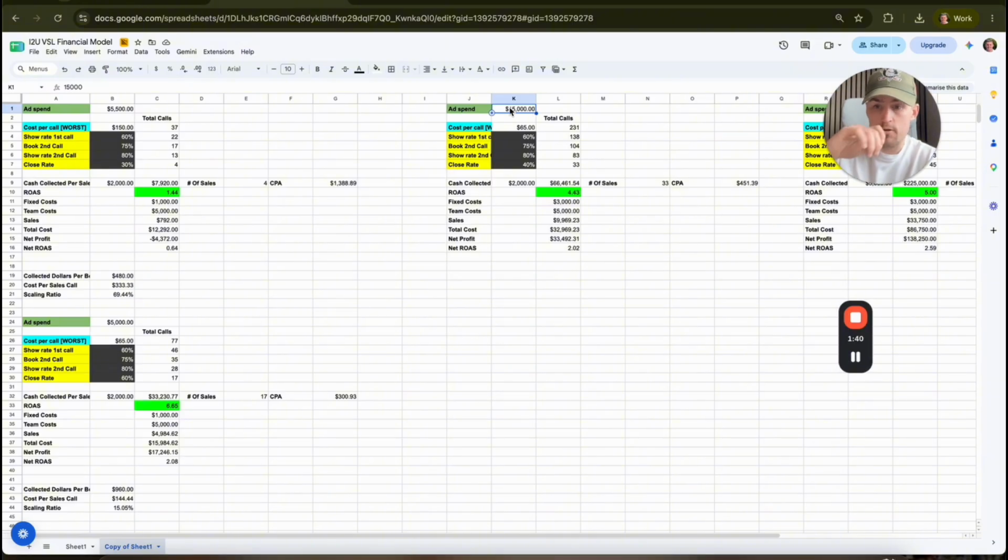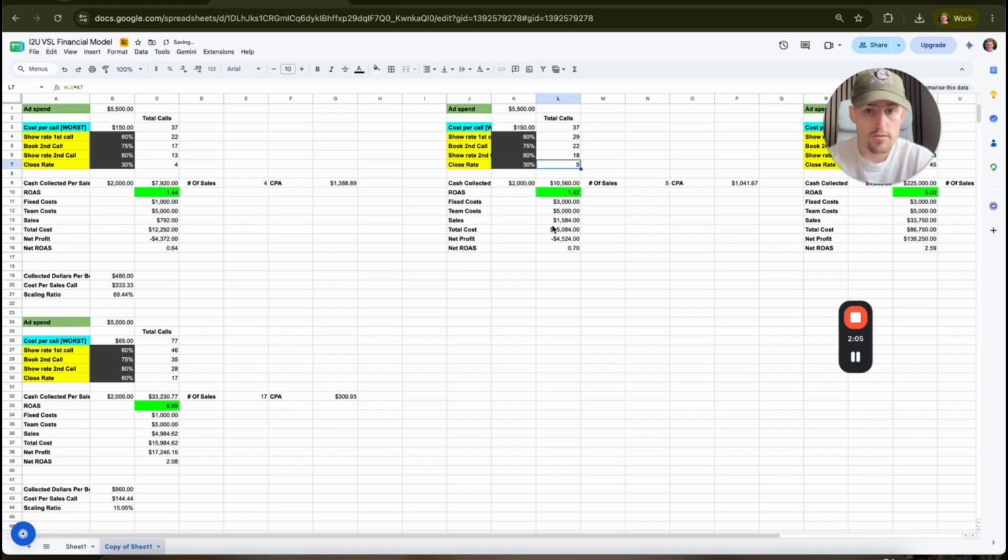So if we say, right, let's keep the ad budget at 5,500, okay? Now, we increase our show rate to above industry average at 80%. That means that we actually have a cost per call of $100. Now, we'll keep it at 150 just for argument's sake, so we keep most of the variables the same. So we get 37 calls. That means we actually get 29 people that come in, and then we keep that at 30%.